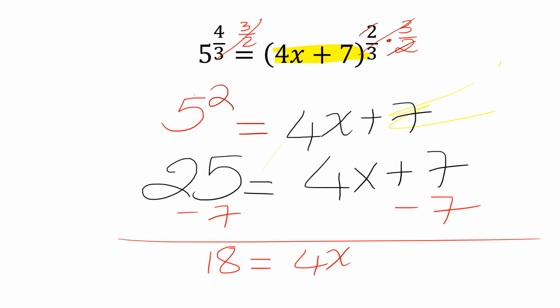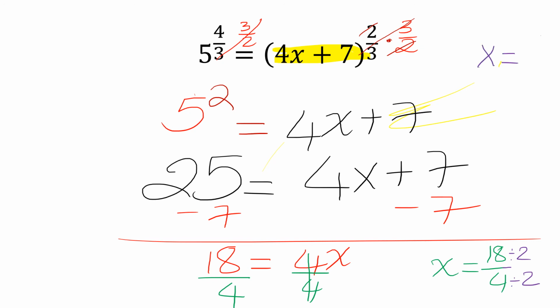Now we divide both sides by 4 to get x alone. We're going to have x equals 18 over 4. However, 18 over 4 can be simplified. We always try to simplify the fraction. So divide each of them by 2. We're going to have x equals 9 over 2, or 4.5. Okay, so that is how you solve an equation with rational exponents, where the exponent is a fraction.